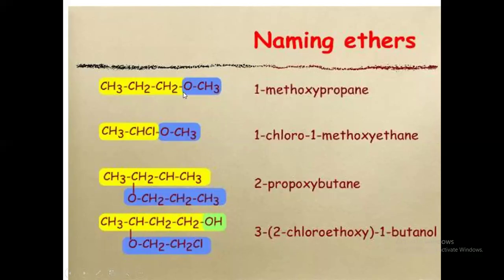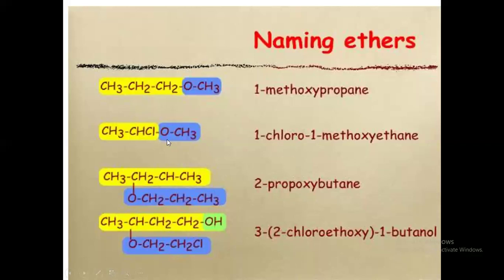So you've taken the entire thing. What is left is propane. And it's on the one position of the propane. This is carbon 1, carbon 2 of the longer one. So the methoxy is on carbon 1. That is why it's 1-methoxypropane.